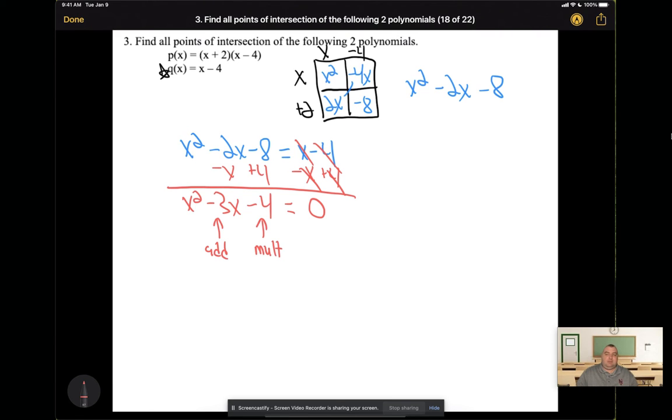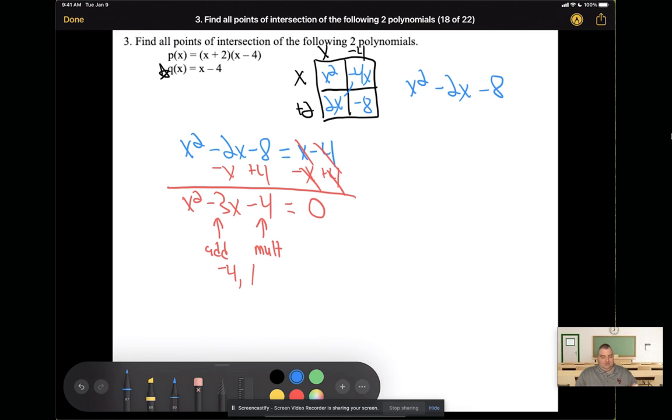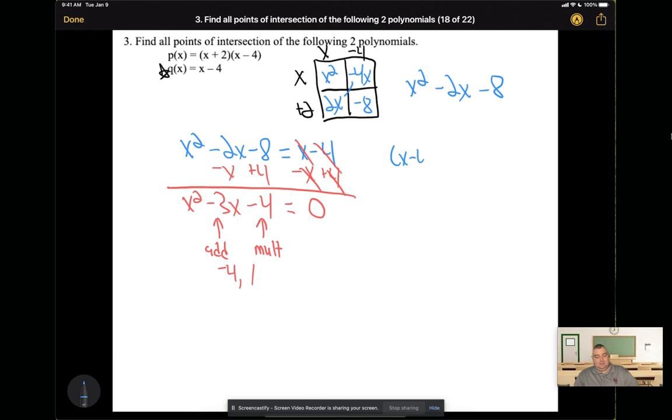So what are two numbers that when I add them, I get negative 3, and when I multiply those same two numbers, I get negative 4? And the answer is negative 4 and positive 1, right? Because negative 4 plus 1 is equal to negative 3, and negative 4 times 1 is equal to negative 4. So those are my two numbers. That means my two factors are going to be x minus 4 and x plus 1, and that is set equal to 0.